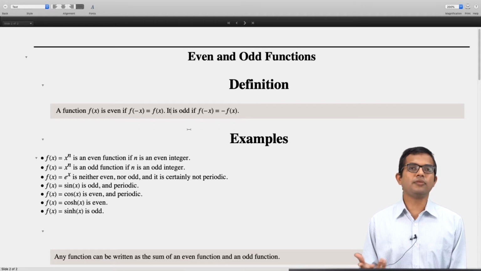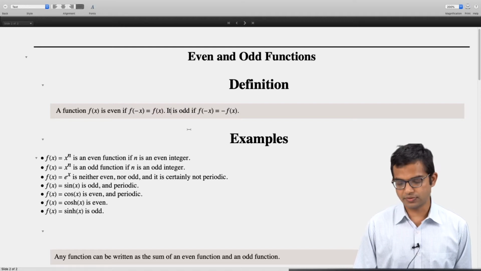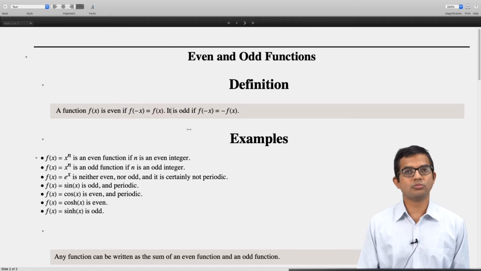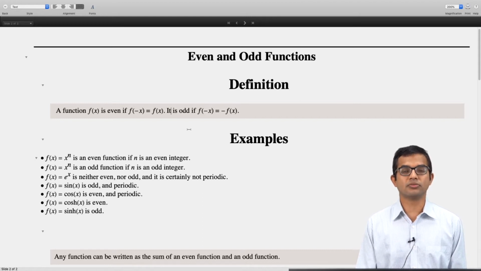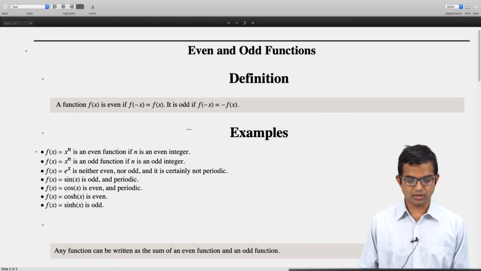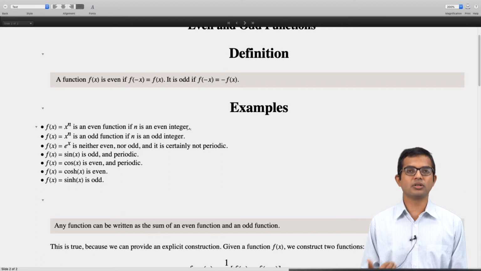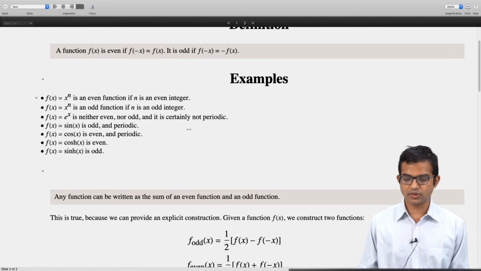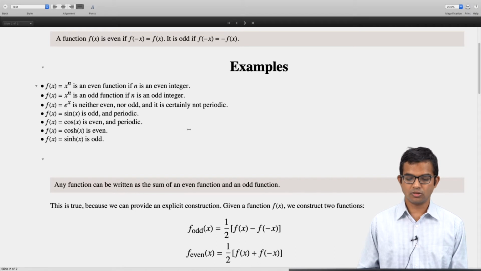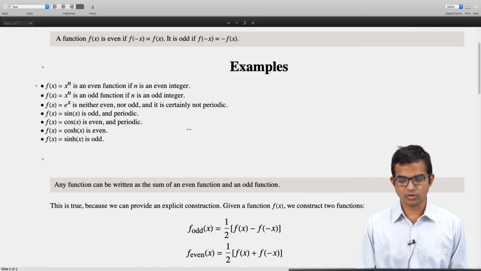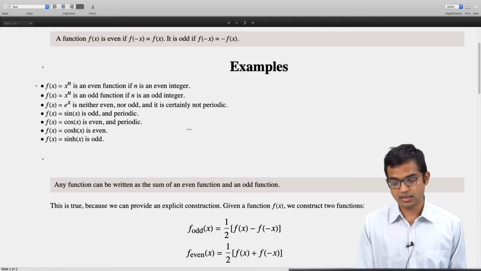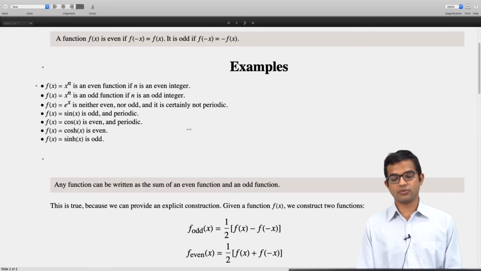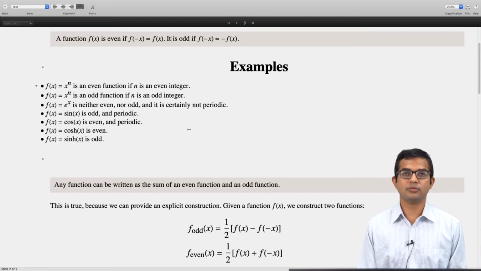Now any function can be written as a sum of an even function and an odd function, right? You may want to pause the video and very quickly provide a construction for how this is true on your own, or look at the argument that I'm going to give you. This is true because evidently you can just give a construction for it. So consider a function f of x and then build these two functions. One of them, I'm going to call it f odd of x, is half of f of x minus f of minus x, and f even of x, which is half of f of x plus f of minus x.